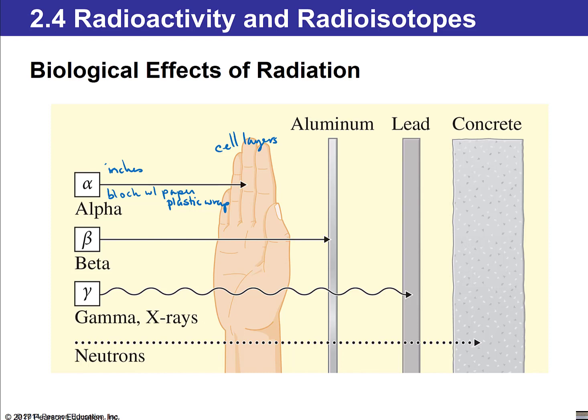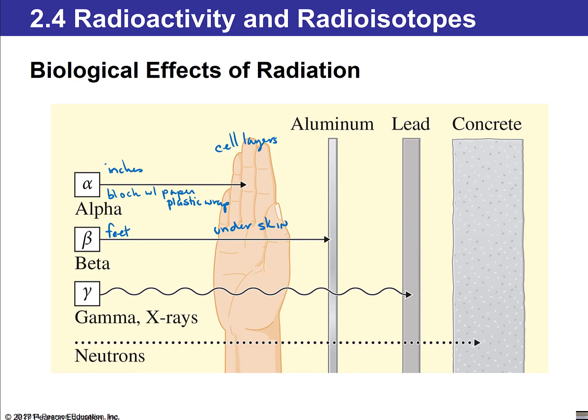Beta, on the other hand, remember, that's an electron getting shot out of the nucleus. It's smaller and it moves faster. So it actually moves a few feet. If you're standing a couple of feet away from a sample, that energy is not going to reach you. But it has the ability to penetrate into tissues. It doesn't penetrate all the way through, but it would penetrate into the tissues underneath the skin if you were exposed superficially.